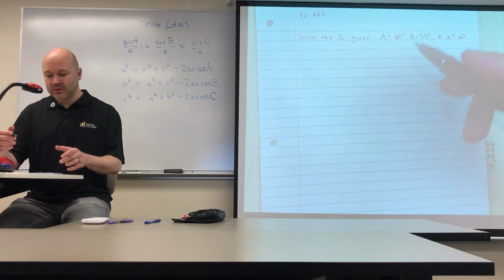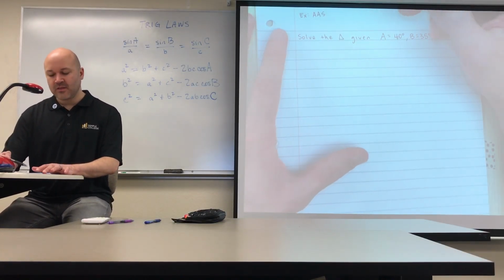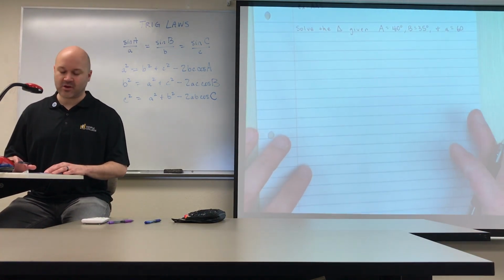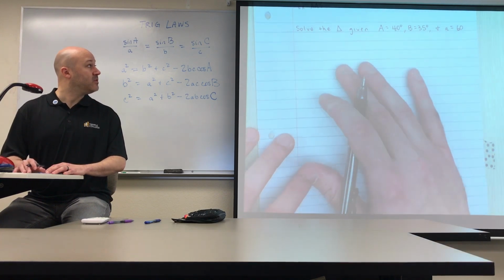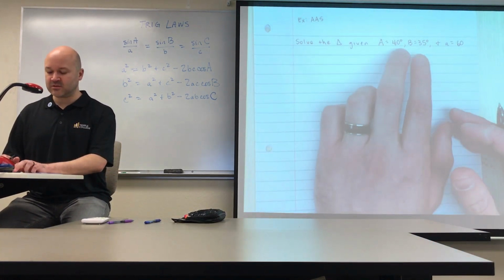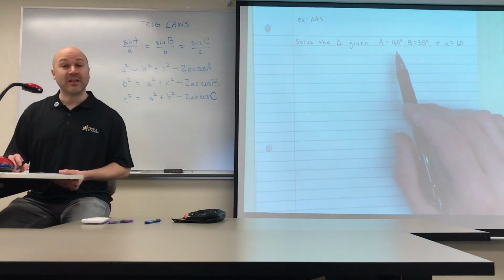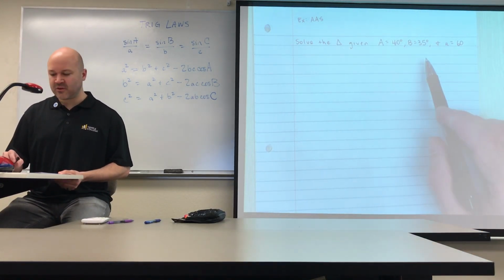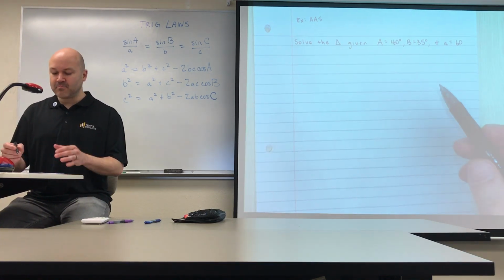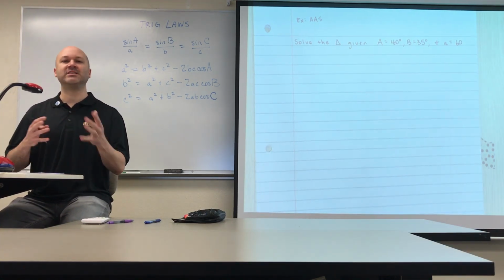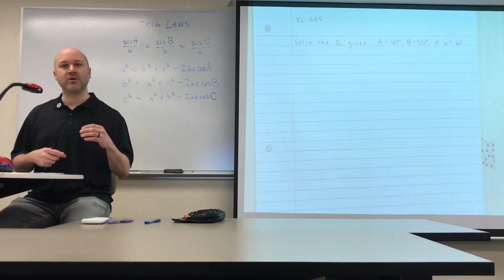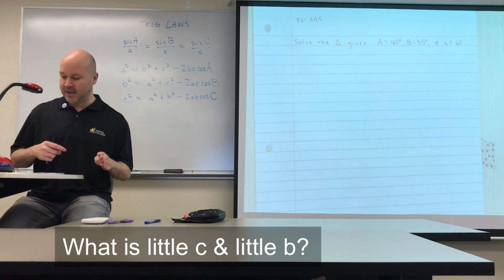In this video, I'm going to do an example of the angle side case when we were dealing with solving a triangle. So for this example, we're asked to solve a triangle and we're given some information. Angle A is 40 degrees, B is 35, and little a is 60. And by solving, that means they want to know the rest of the information with that triangle. So they want to know what is angle C, what is little a, and what is little b.